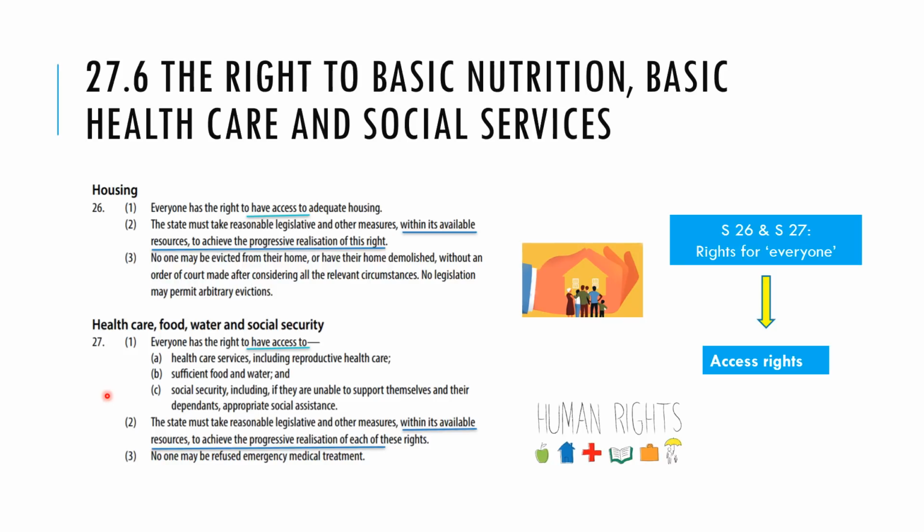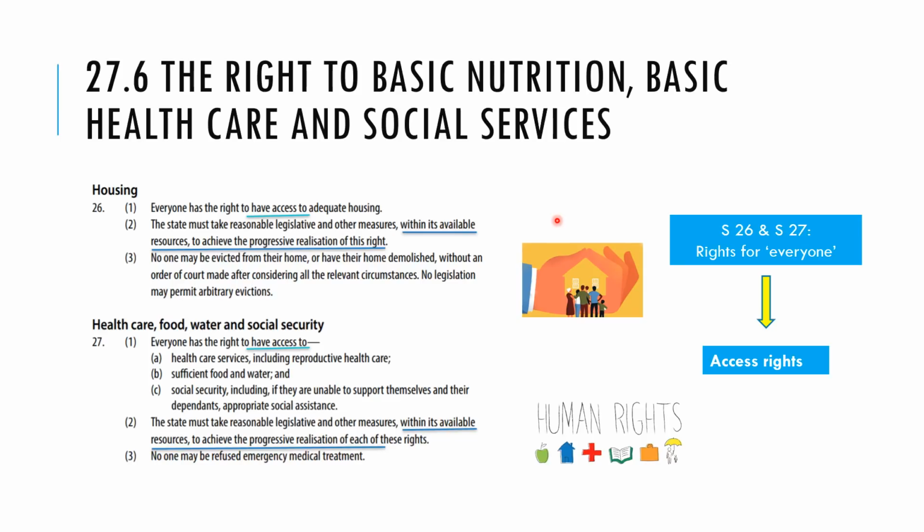So what Section 26 and 27 is telling us is that these rights are not immediate rights. There's no claim on the state to give you access to these rights or to fulfill these rights immediately. The only duty on the state is to make sure within the resources that are available, so the money it has, to achieve the progressive realization. So continuously the state must try to give people this right.